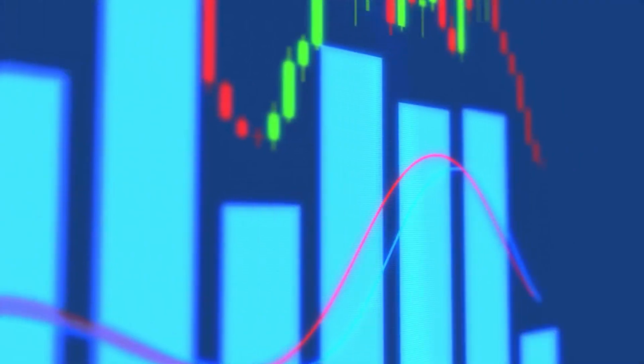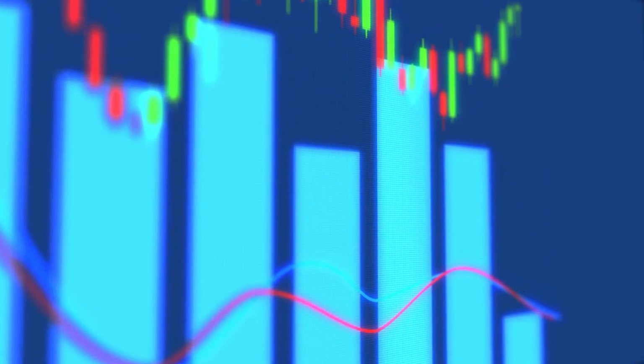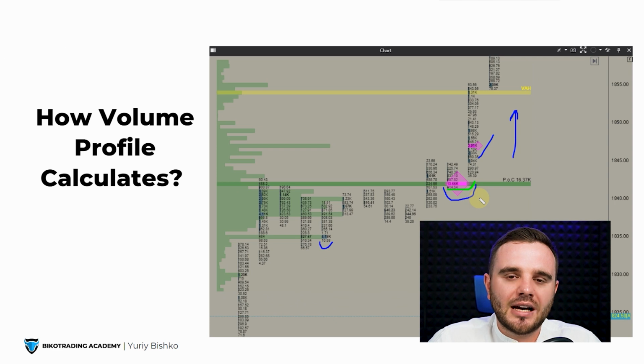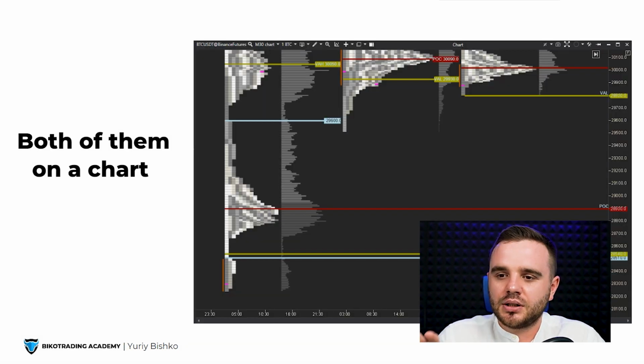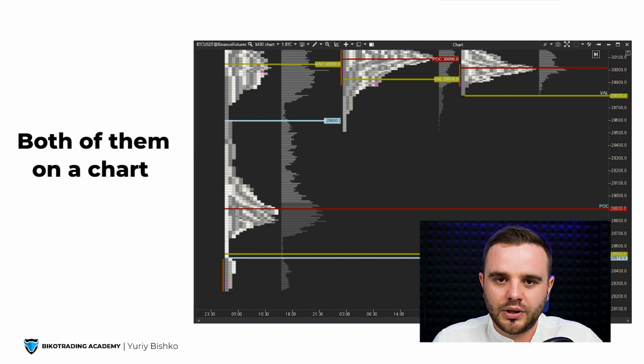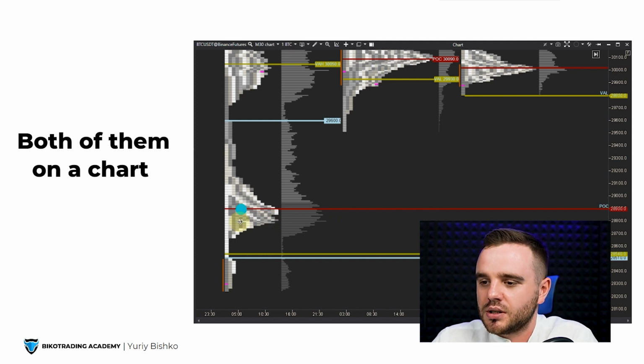About volume profile, there can be different time periods people use for calculating. Some people use, for example, a daily volume profile, which calculates all data in a day. Some people use manual ranges. I use manual ranges because it's important for me to separate the time periods where the biggest volume traded. At this moment, pay attention, both of them are on the chart, volume profile and TPO, time price.